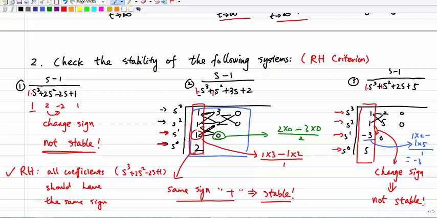Okay. So this is the basic idea of how we use the Routh-Hurwitz criterion to check the stability of a system which is represented by a transfer function. Okay.